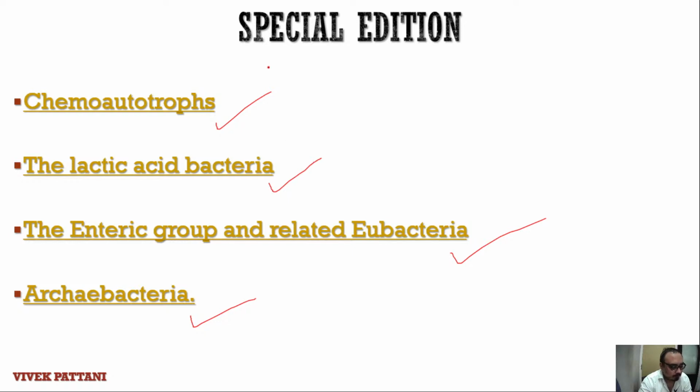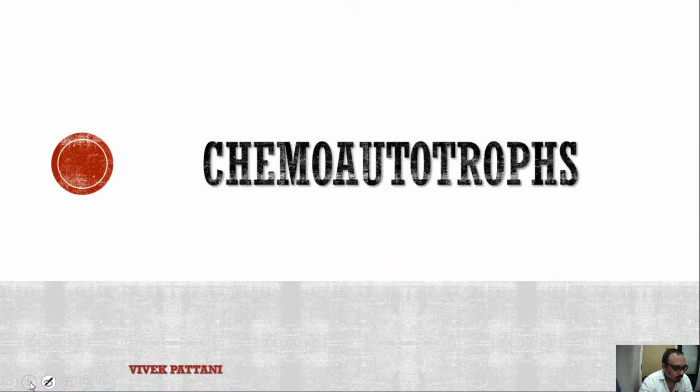In order to study all these groups, you should have some basic knowledge regarding the electron transport chain, glycolysis, TCA cycle, ED pathway, etc. You should have some basic knowledge of photosynthesis as well, because these specialized groups have something more than these pathways. Okay, so starting with the chemoautotrophs.